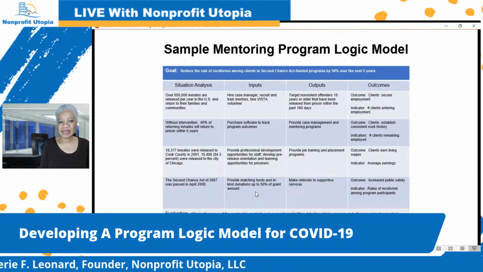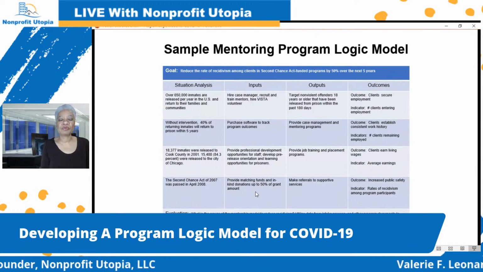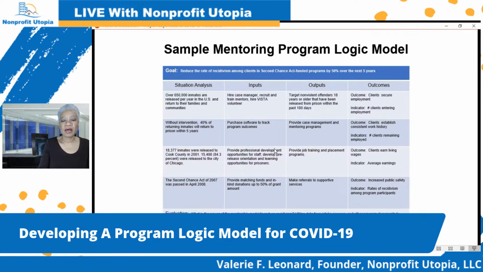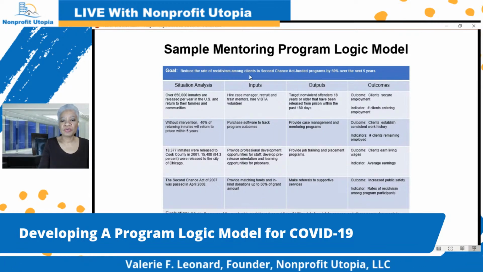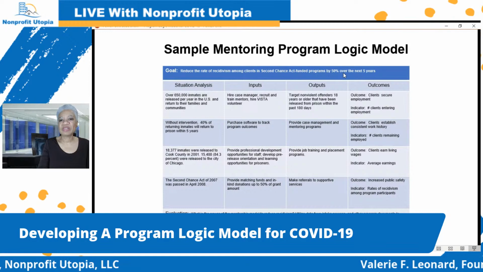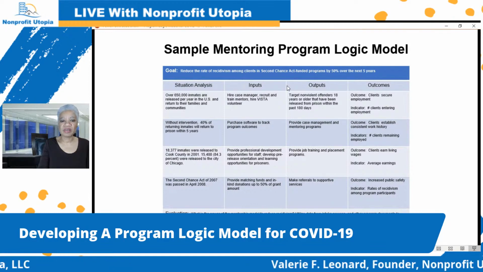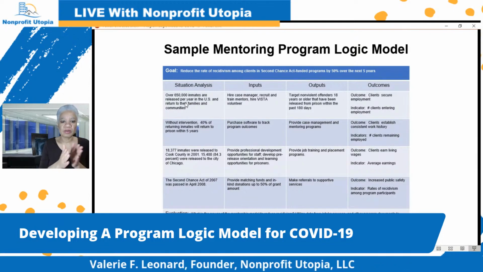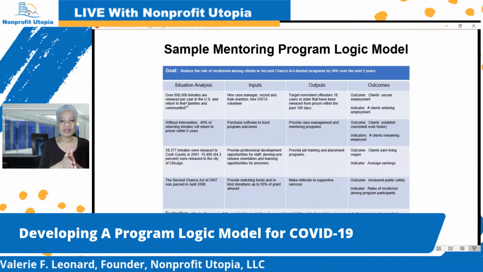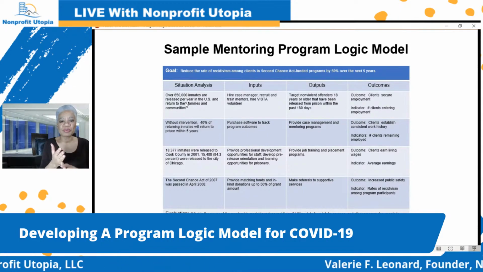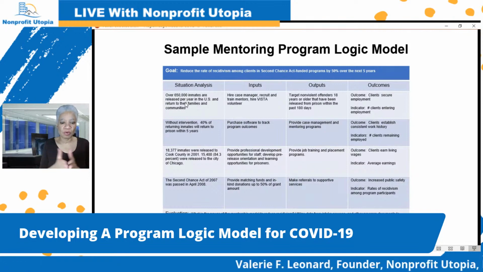So here is a sample mentoring program logic model, and you may have seen this before. The goal is to reduce the rate of recidivism among clients in the Second Chance Act funded programs by 50% over the next 50 years. The research has shown that one of the best ways to reduce recidivism is to make sure that ex-prisoners have mentoring and they have jobs and they have supports.